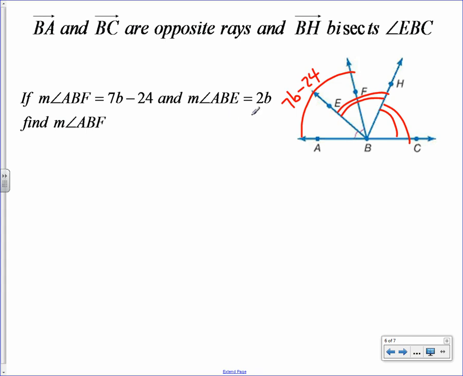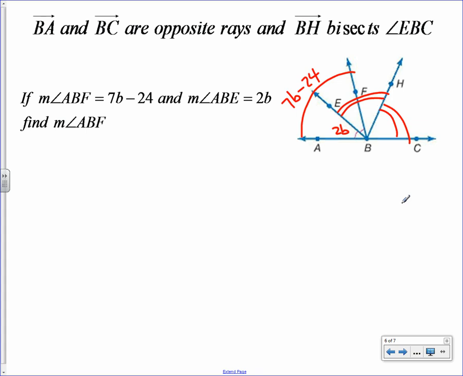Angle ABE, that's this one here, is 2B. I have filled in everything I possibly can. This would be very hard if you didn't draw that. When you draw it, it's super easy. So they want angle ABF, but I'm not even worried about that yet. What do I really have to find? I need to find B, right? I can't do anything unless I find that variable B.